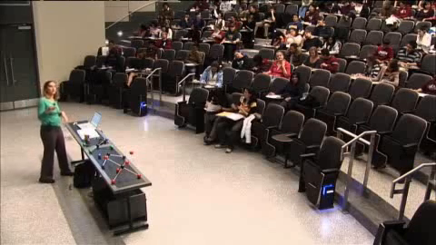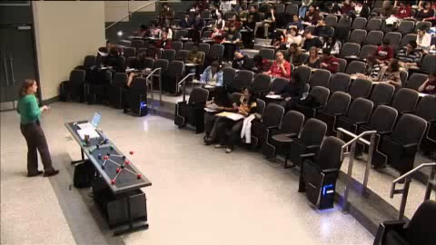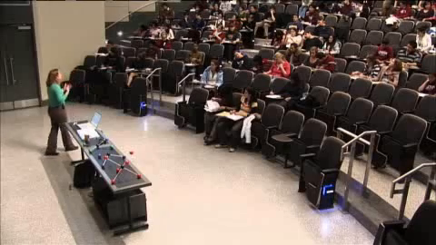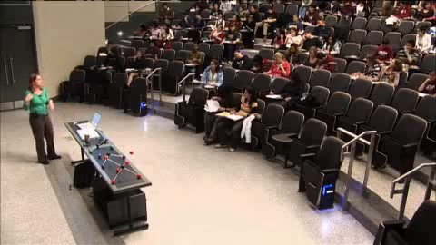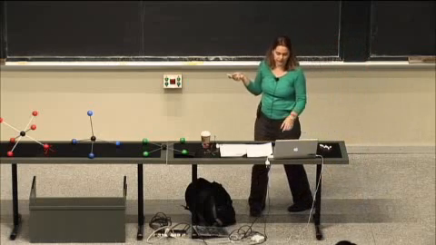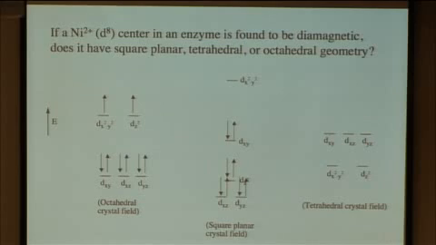Well, what about tetrahedral? How are we going to fill these up? Do we want to pair first, or do we want to put them to the full extent possible singly? Single, right? It's going to be a weak field. There's not a big splitting here between these. So we'll put them in. There's 1, 2, 3, 4, 5, 6, 7, 8.